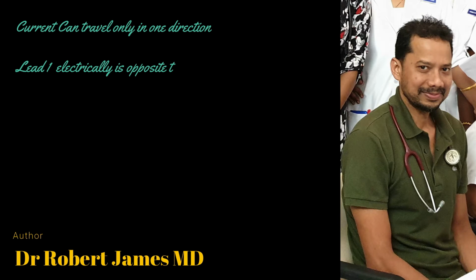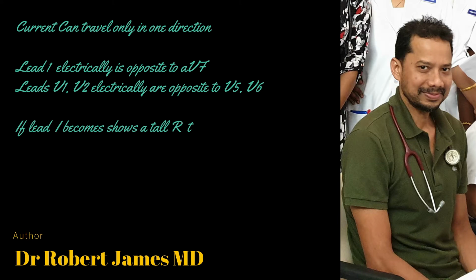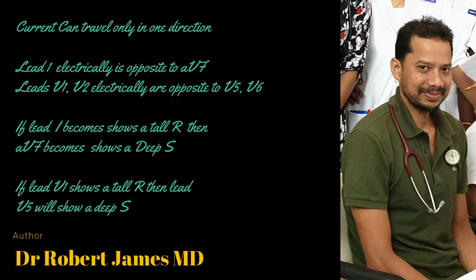V1 and AVF, they lie in opposition. V1, V2 lie in opposition to V5, V6. If something positive is happening in lead 1, negative will happen in AVF. Positive happens in V1, V2, negative happens in V5, V6.